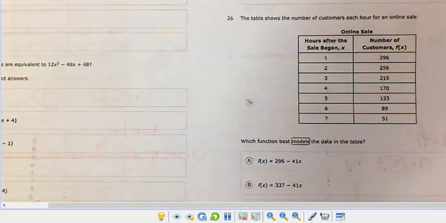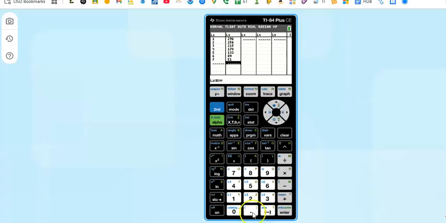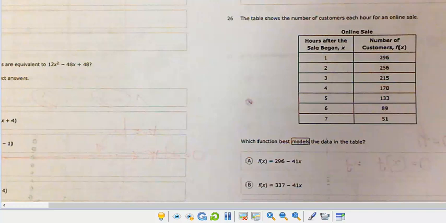All right, number 26. The table shows the number of customers each hour for an online sale. So the first thing that I did was I went to my calculator and put in my lists. L1, the number of hours after the sale, number of people. Okay, which function best models the data in the table? So it's not perfect because you can see that there are slight differences in the amount of people from one hour to the next, although I have a feeling we're going to have a general relationship in our scatter plot.